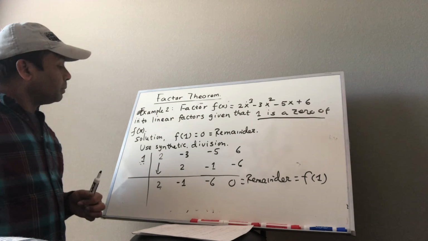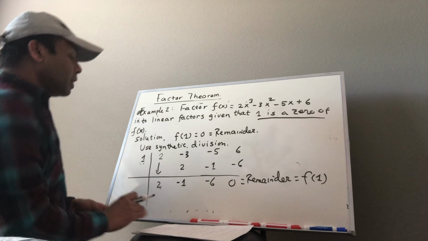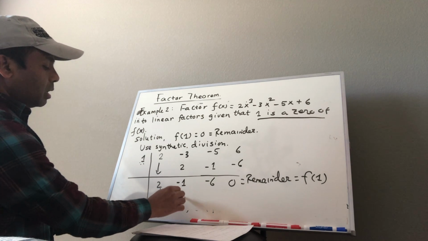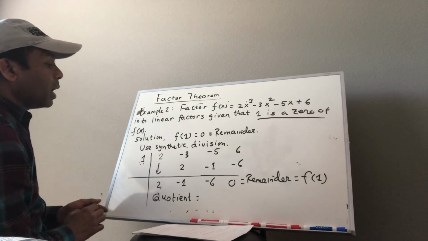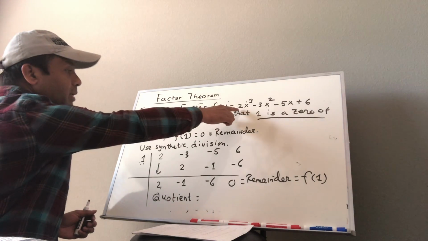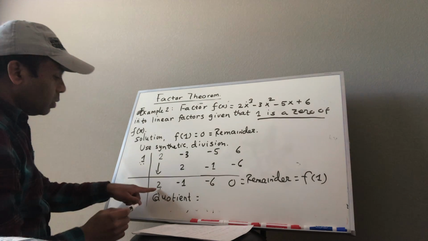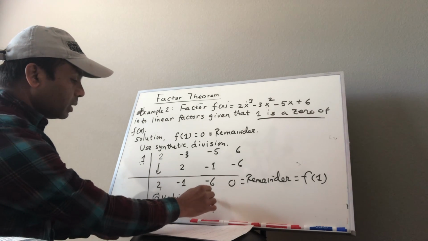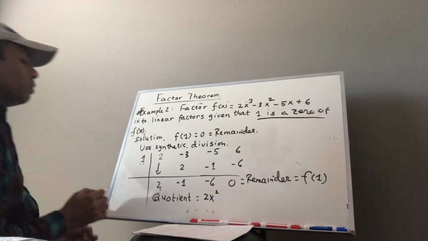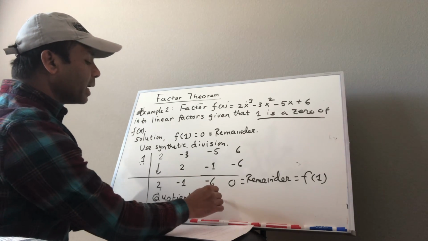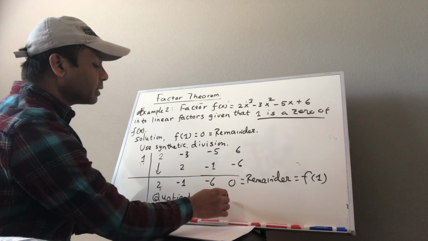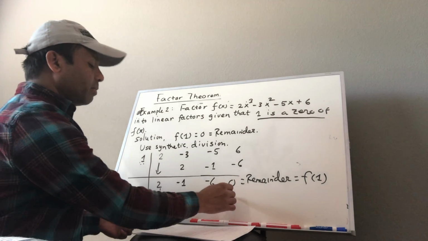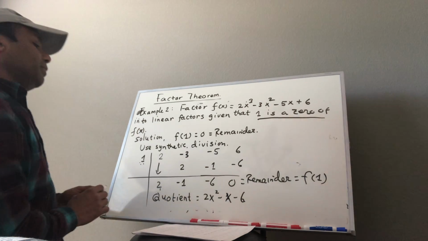Okay, so now, what is the quotient here? The quotient always has 1 degree less than the dividend. This is your dividend. So the quotient here will be, this is going to be the coefficient of x squared, so 2x squared. And this negative 1 will be the coefficient of x, so negative 1 times x, which is negative x, and the constant is negative 6.